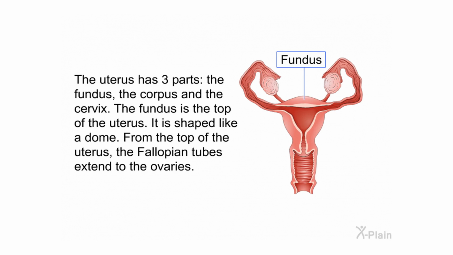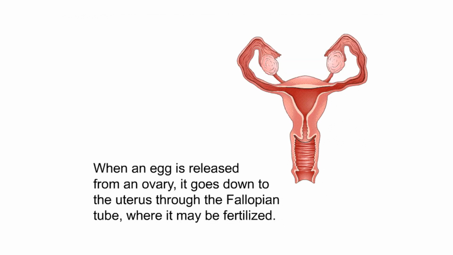The uterus has 3 parts: the fundus, the corpus, and the cervix. The fundus is the top of the uterus. It is shaped like a dome. From the top of the uterus, the fallopian tubes extend to the ovaries. When an egg is released from an ovary, it goes down to the uterus through the fallopian tube where it may be fertilized.